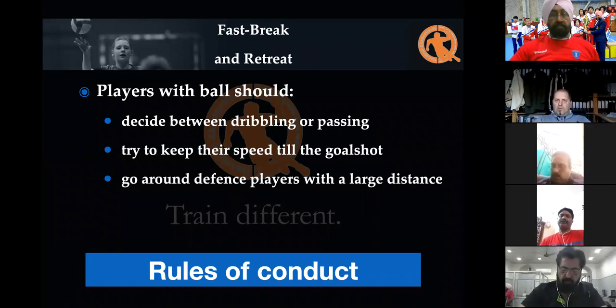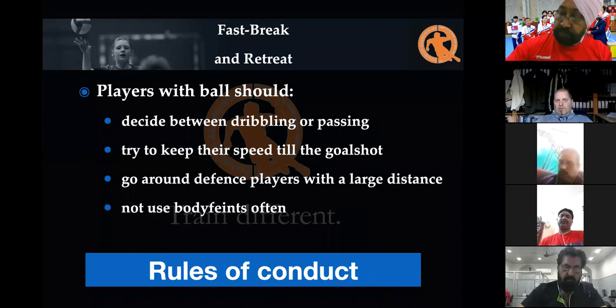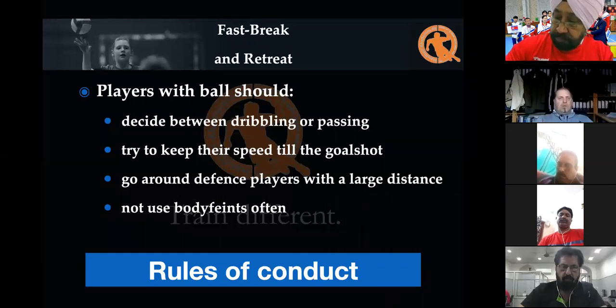This is very important because always when you change direction, you have to stop, reduce the speed. And the more you stop, the more you feint, don't use body feints so often, the more you will lose speed. But just going around the defense and keeping the speed is almost perfect.